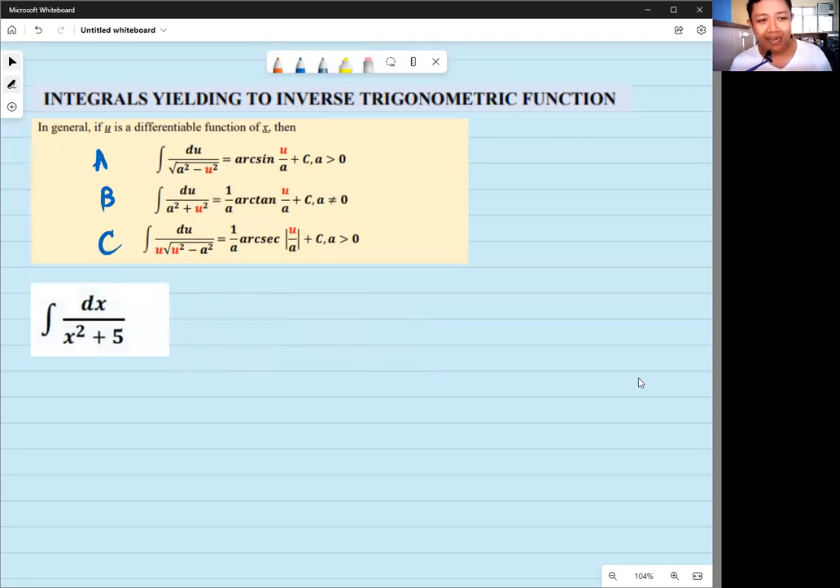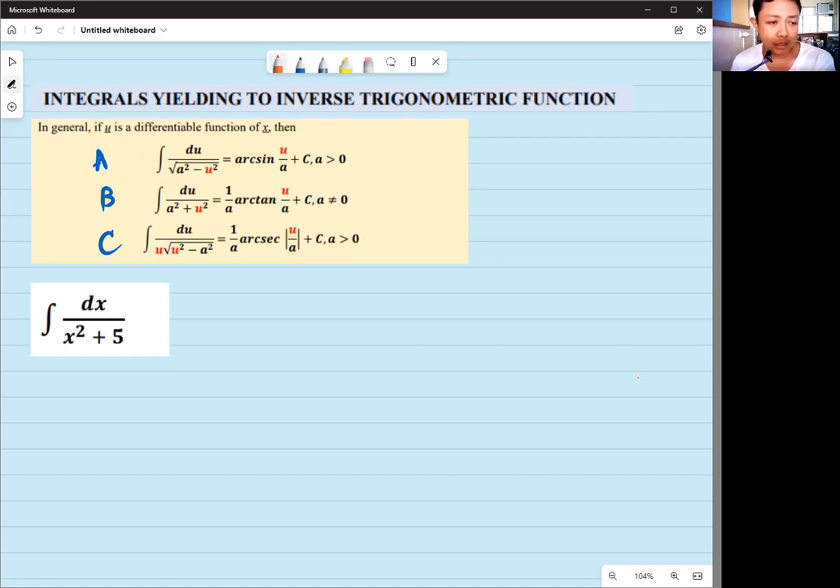Okay, so look at this pattern. Ready? The integral of dx over x squared plus 5. Which of the three patterns is this applicable? A, B, or C? Let me see. A, B, or C? Very good. It's B. Same process. Let's identify our A and our U. Let's start with our A. So again, we will start with A squared.